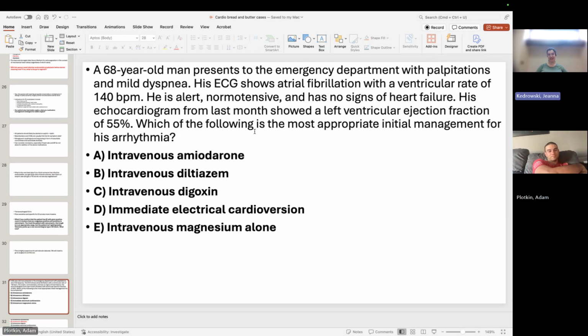Except digoxin is never the answer, so not that. Correct. Magnesium does do something. I don't really remember. And then I have a calcium channel blocker. I don't think that's so much with AFib, so I'll just go with E.